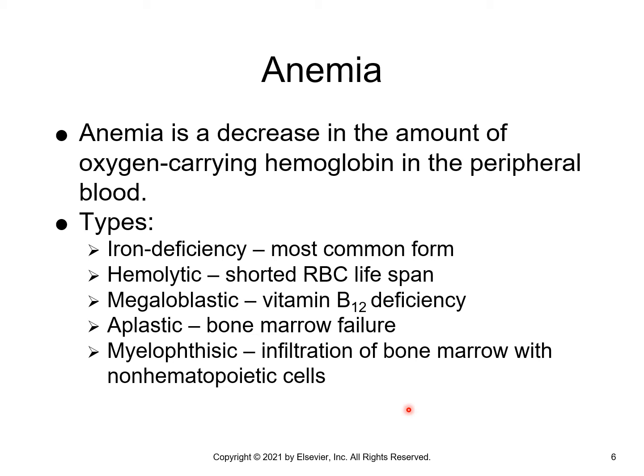And then we have, I'm going to not say this correctly, so bear with me, myelophthisic anemia. Now, this is infiltration of the red bone marrow with non-hematopoietic cells. So non-hematopoietic cells would be cells that don't work toward production of red blood cells and white blood cells. So if our red blood cell producers are being replaced by cells that don't produce red blood cells, then obviously our production is going to go down and our patient would have anemia.